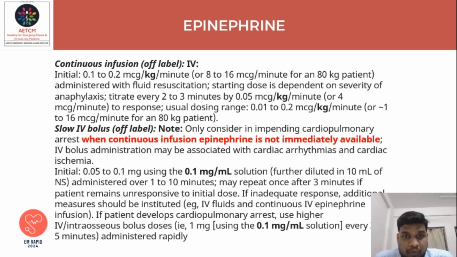To get a 0.1 mg per ml solution, we dilute 1 mg of adrenaline in 10 ml of NS and administer every 1 to 10 minutes. It may be repeated once after 3 minutes if the patient remains unresponsive to the initial dose. If there is inadequate response, additional measures like IV fluids and continuous IV epinephrine infusion should be instituted. If the patient develops cardiopulmonary arrest, use a higher intravenous or intraosseous bolus dose, that is 1 mg.